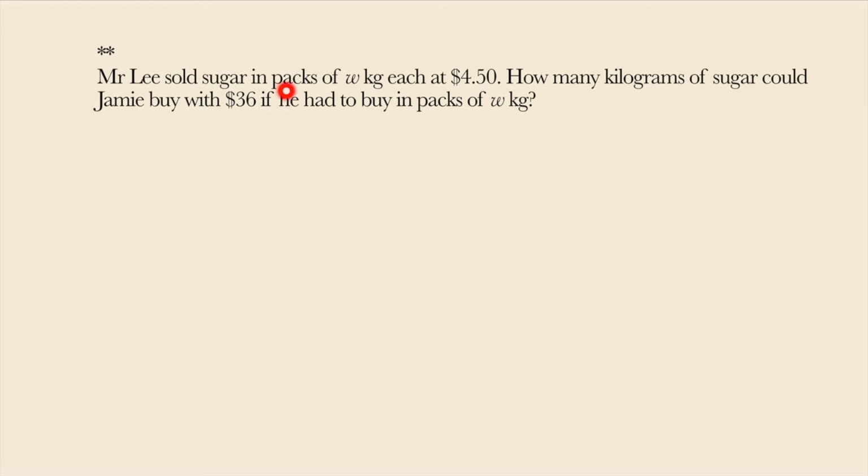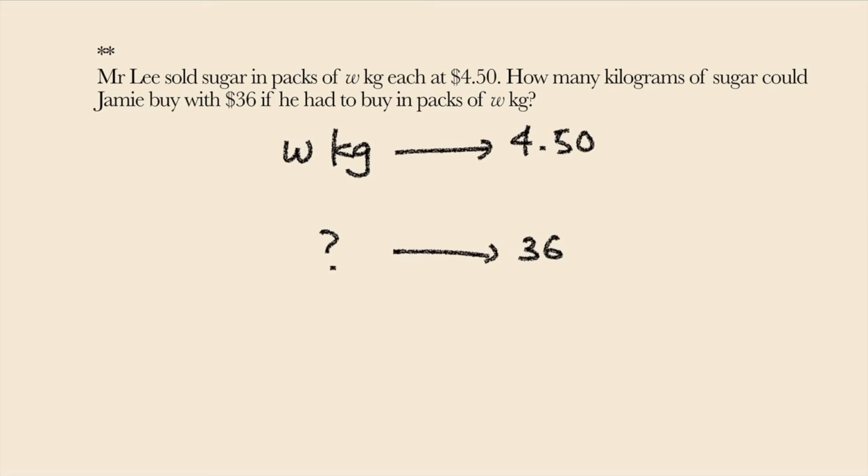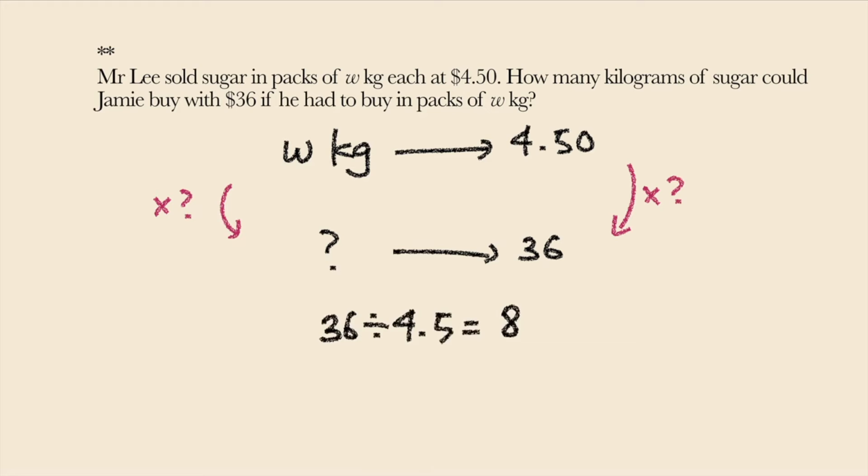Mr. Lee sold sugar in packs of W kg each at $4.50. How many kg could Jamie buy with $36? Well, if W kg costs $4.50, with 36, how many kgs could Jamie buy? So if I know how many 4.50s in 36, I can find how many kilograms. So this is a division problem, right? So I'm going to first take 36 divided by 4.5, that's 8. Therefore, 4.5 times 8 gives you 36. We have to do the same multiplication of 8 on the left-hand side. So what that means is the number of kilograms would be 8 times W, which would be 8W kg.